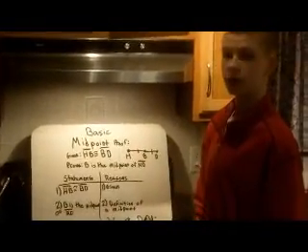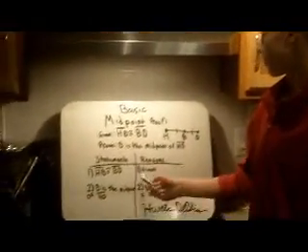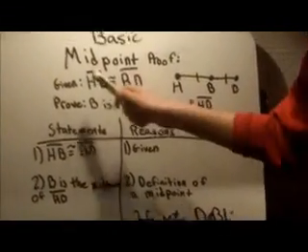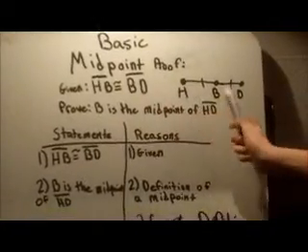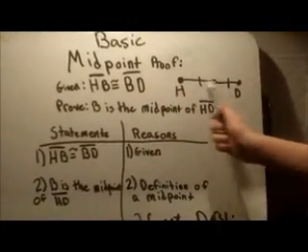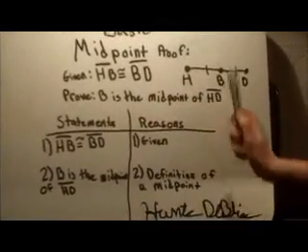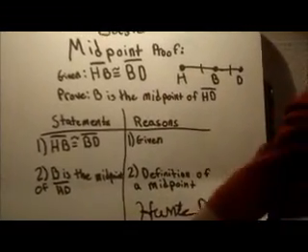This is our basic midpoint proof. It is a very short two-step proof. Our given information is that segment HB is congruent to segment BD. And what we have to prove is that B is the midpoint of segment HD.